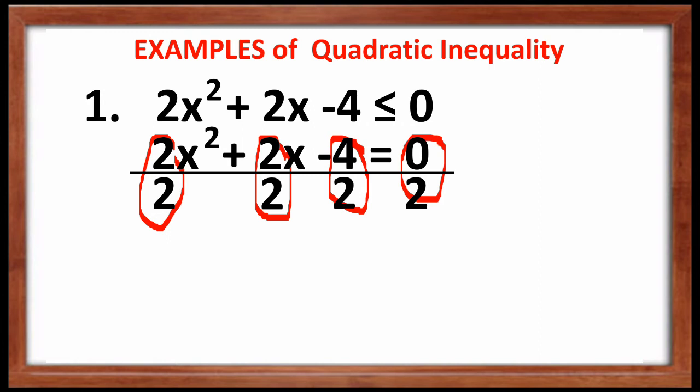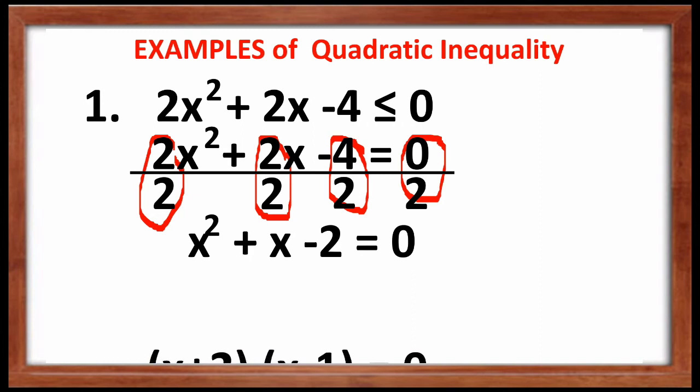Okay, 2 divided by 2 is 1. Therefore, what will happen to the reduced quadratic equation? X squared plus x minus 2 equals 0. 2 divided by 2 is 1, bring down x. Negative 4 divided by 2 is negative 2. 0 divided by 2 is 0. Therefore, the reduced equation is x squared plus x minus 2 equals 0.